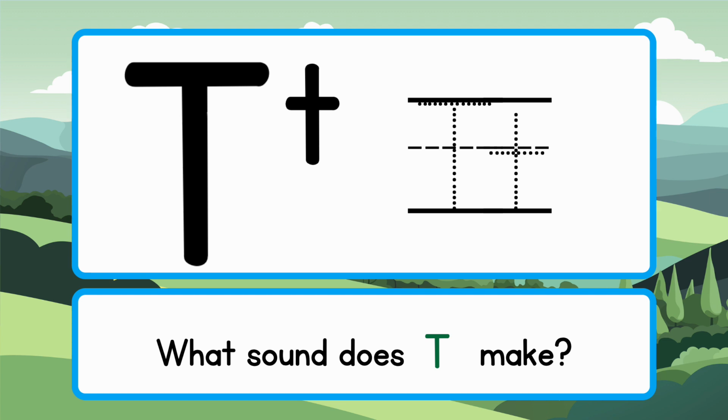Shall we write the letter T? We're going to start from the top, all the way down to the bottom line. Then we're going back to the top line and across.